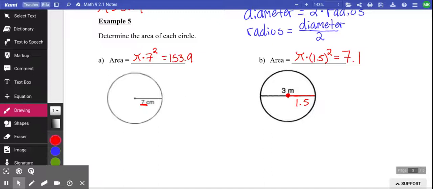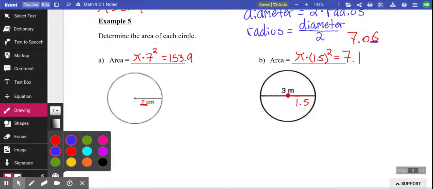Yep, so 7.06. If we're rounding to the nearest tenth, we're looking at that one. If it's 5 or bigger, you move that one up 1. 6 is bigger, so we round it up to 1. 7.1 would be your answer.